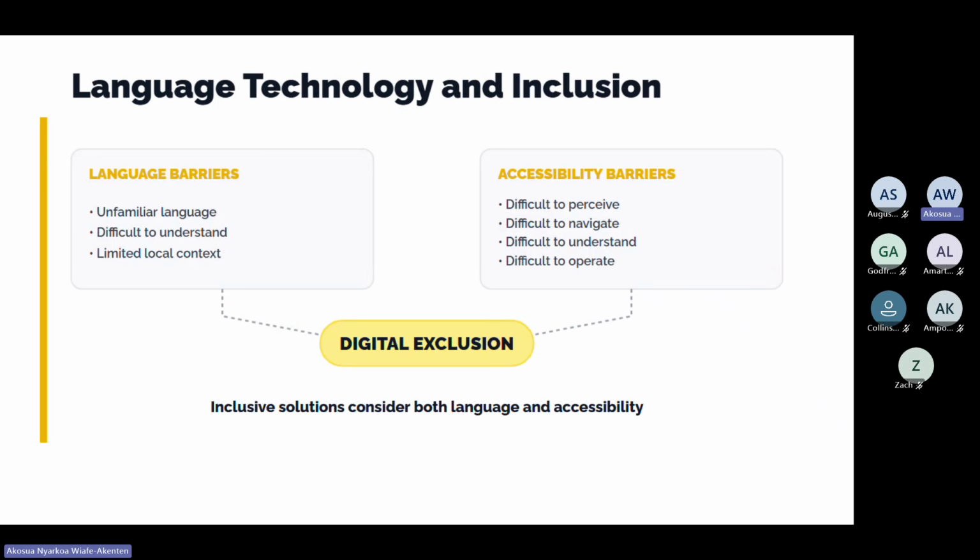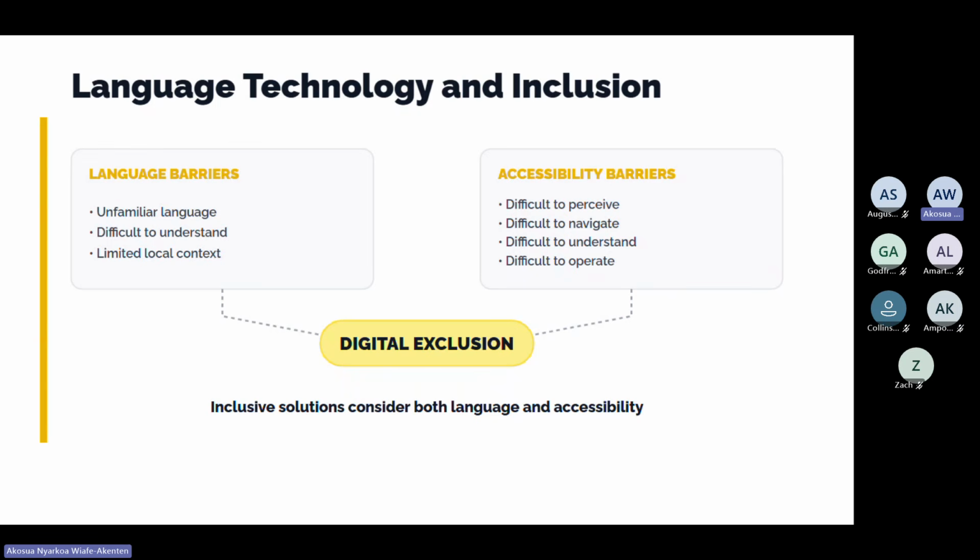All right. So moving on, we have two main barriers, as far as this hackathon is concerned, that contribute to digital exclusion, right? The first one is the language barrier, and the second one is the accessibility barrier.